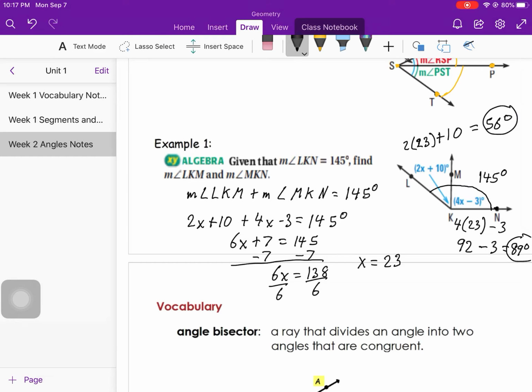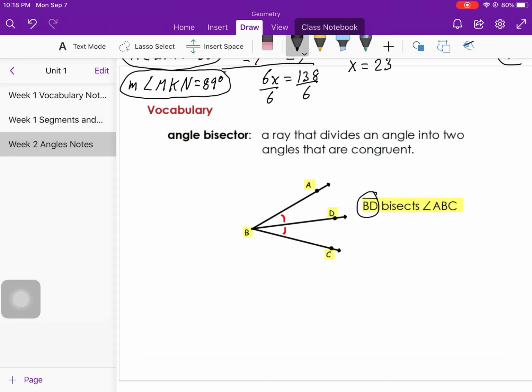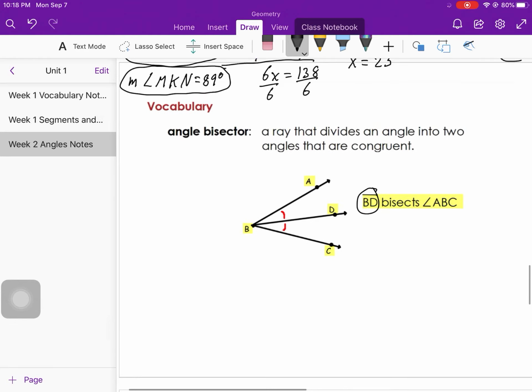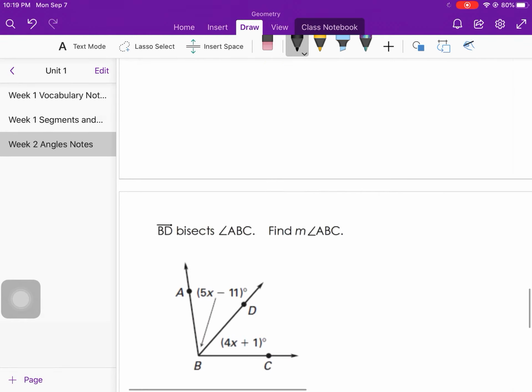And the last part of this is an angle bisector, another new term. So what bisect means is to cut in half. Bi means two, so basically it's an angle that is going to cut another angle into two congruent parts. So an angle bisector is a ray that divides an angle into two angles that are congruent to each other. So BD, which is the ray going directly through the middle of that angle, cuts it into ABD and DBC. And we know that those are congruent to each other since it bisects.